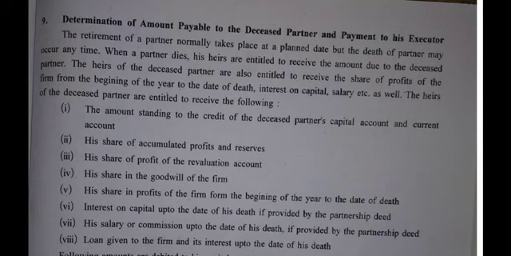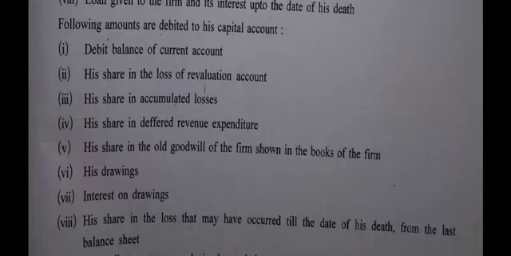So the last point says that if the partner had given any loan to the firm, it is to be returned to him, and also the amount of interest is to be given to that particular partner, deceased partner, up till the date of his death. All these points are going to get applied practically in the sums. So you should pay attention to this. Alright, so this was all the amount that is to be credited in deceased partner's capital account. Now let us see which amounts are to be debited to his capital account.